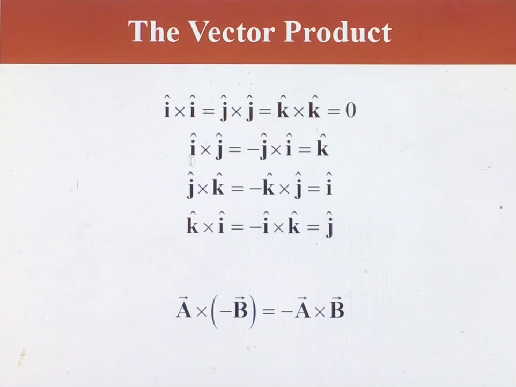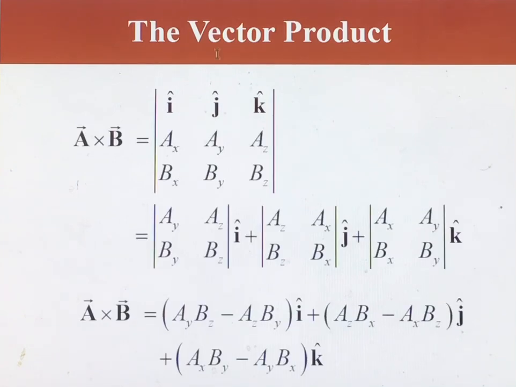Now, again, you can remember this very easily. If you move in the counterclockwise direction, if you go from I to J, you get K, and then J to K, you get I, and then K to I, you get J. Now, if you move in the clockwise direction, so instead you're doing J cross I, for example, J cross I is going to be negative K, and J cross K is going to be negative I, and K cross I is going to be negative J. So these are some basic definitions that you want to make sure that you remember.